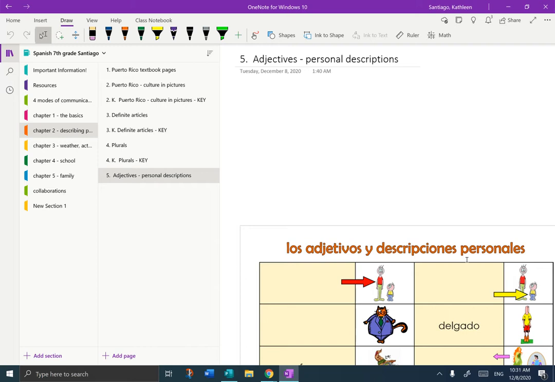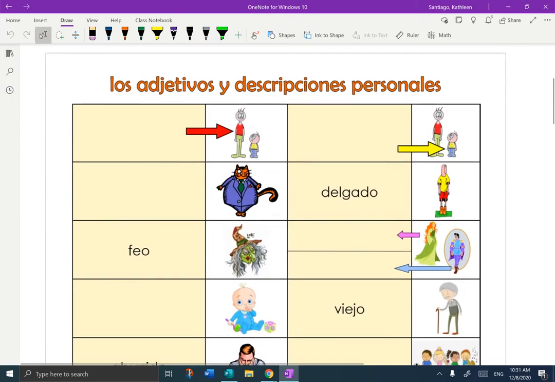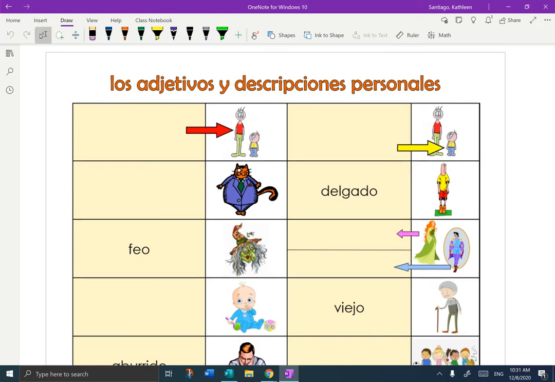Today we're going to be taking the notes for adjectives that are used for personal descriptions. I'm in your chapter 2 OneNote on the adjectives page, page 5. I'm going to eliminate the table of contents, and then I'm going to make the page big, so you can see los adjetivos y descripciones personales. These are all the words that we're going to use to describe ourselves and others. Think about physical characteristics and personality characteristics. So let's start with the first one. These are kind of in sets of opposites.